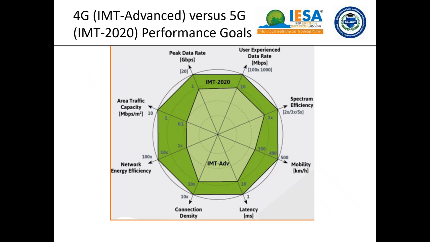Okay, now what you will notice is that in many of these performance metrics, the peak data rate of 20 gigabits per second, the user experience data rate of maybe 1 gigabit per second with 100 users simultaneously operating, spectral efficiency, right? These are some of the key metrics that need improvement and for which the technological advances have to be there.